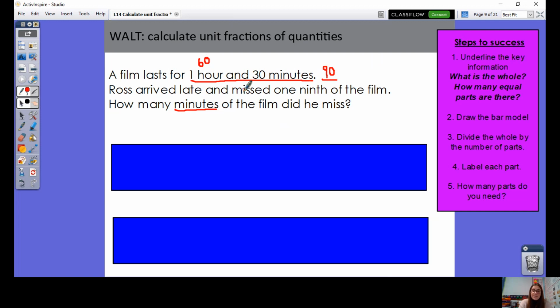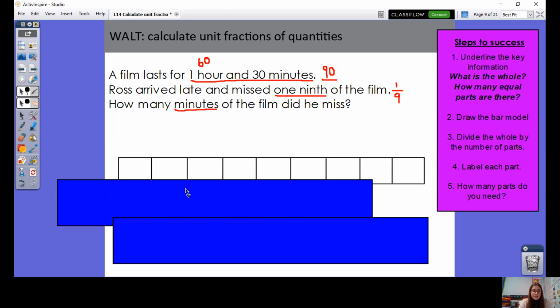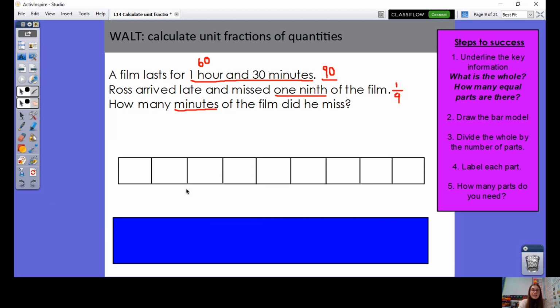Ross arrived late and missed 1/9 of the film. So 1/9 is what I'm trying to find. So again, if we want to write 1/9 in digits to represent it, that's fine. How many minutes of the film did he miss? Okay, so I've underlined my key information. This time when I draw my bar model, I'm going to be splitting it into ninths because that is what I am trying to find out from 90. So 90 is my whole. I can add that onto my bar model.